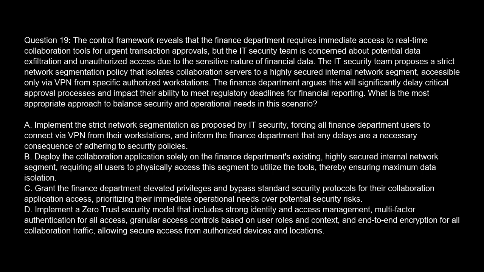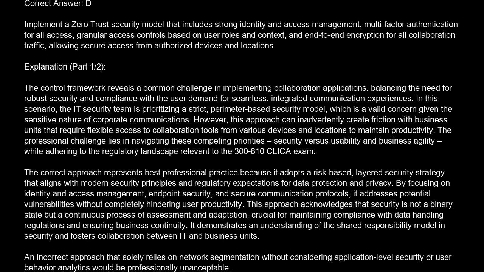Option D. Implement a zero-trust security model that includes strong identity and access management, multi-factor authentication for all access, granular access controls based on user roles and context, and end-to-end encryption for all collaboration traffic, allowing secure access from authorized devices and locations. The correct answer is D. Implement a zero-trust security model that includes strong identity and access management, multi-factor authentication for all access, granular access controls based on user roles and context, and end-to-end encryption for all collaboration traffic, allowing secure access from authorized devices and locations.